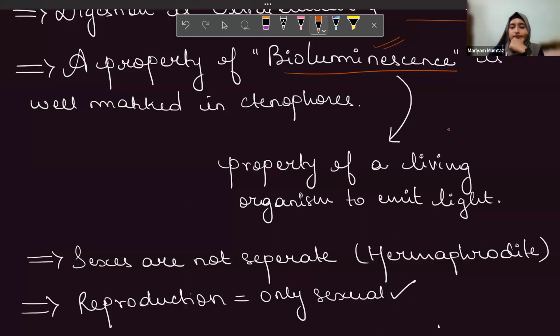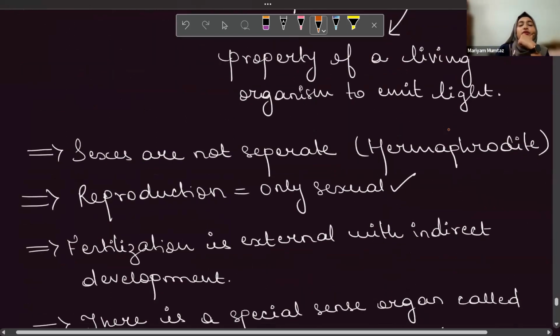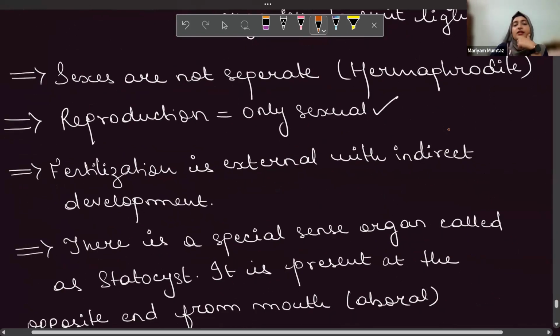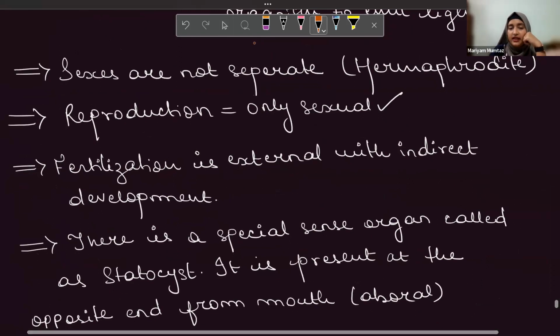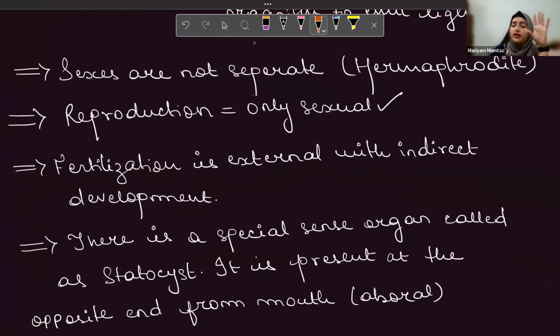Understood? Yes. Let's talk about the sexes. So the sexes are not separate, meaning they are hermaphrodite. One body contains both the male and the female part. The reproduction is only sexual.